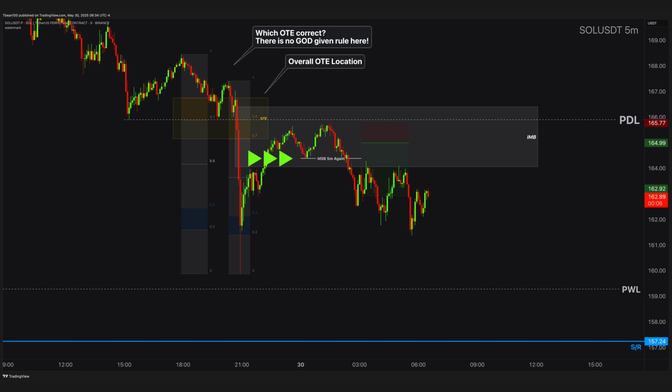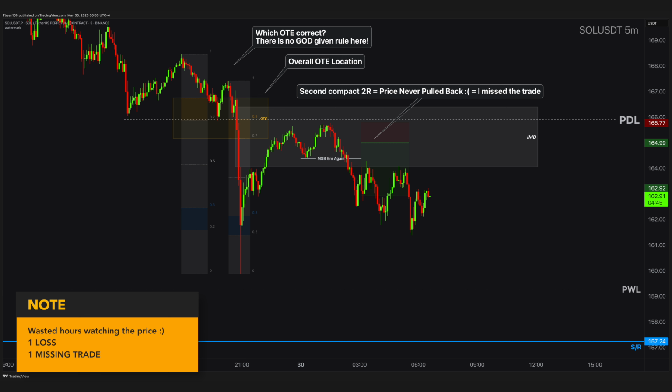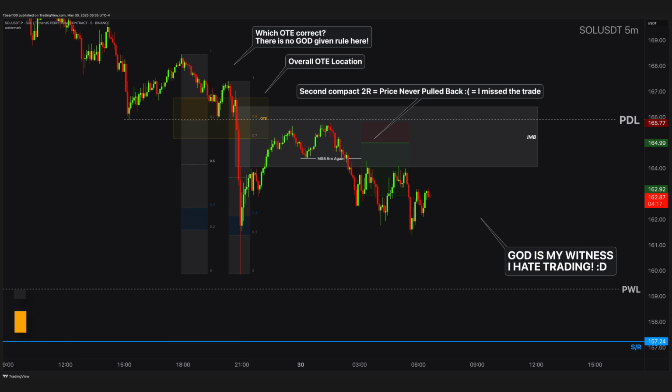Then I noticed another structure break and set my order one more time. This time I'll be richer than Elon Musk. Nothing can stop me, right? Again, what happened here? This time the price never pulled back. So at the end, I have wasted all day in front of the computer. All I did was lose money and miss trades. God is my witness, I hate trading. These are probably the things that you are saying right now, right?